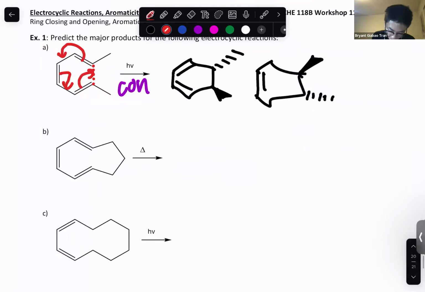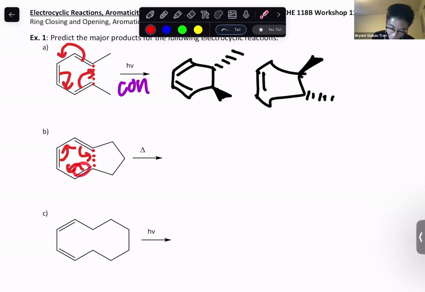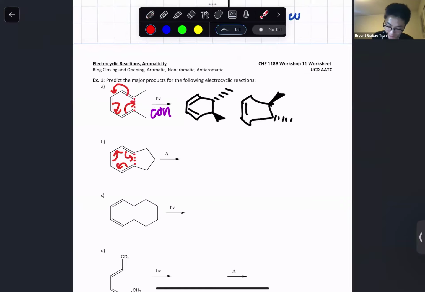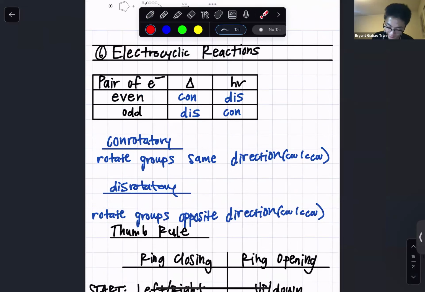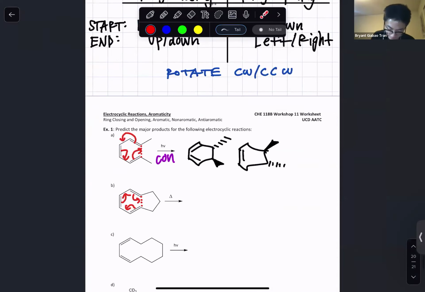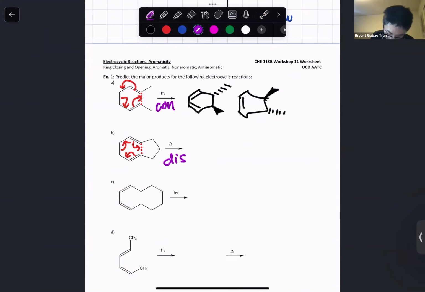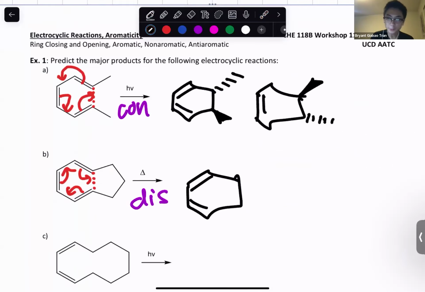So for this example here, it's the exact same thing, but now we have different groups. There are still three pairs of electrons, an odd number, but this time we have heat. The direction changes. If we have heat, the reaction is going to happen under disrotatory conditions. This is the template right here, and we know that they are facing away from each other. So let's start our thumbs away from each other because we are ring closing here.